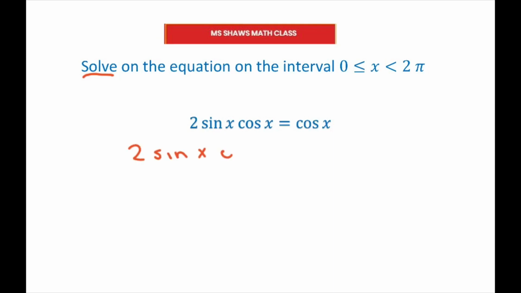We're basically subtracting cosine x from both sides. We're subtracting this from both sides. And that leaves us 0 here.